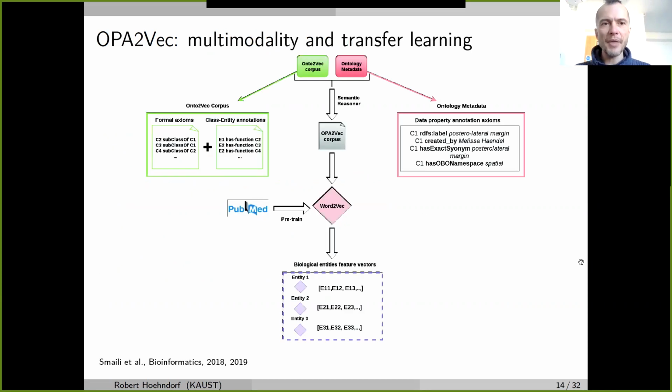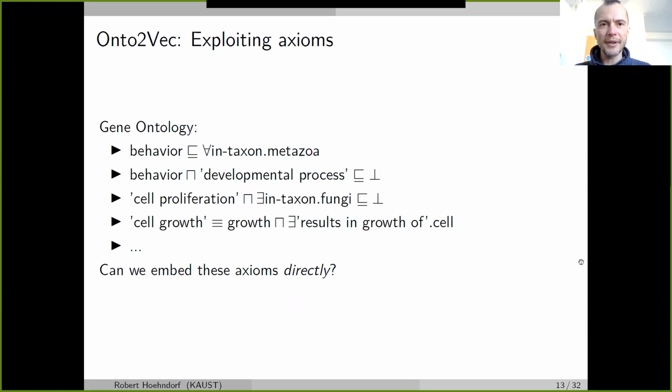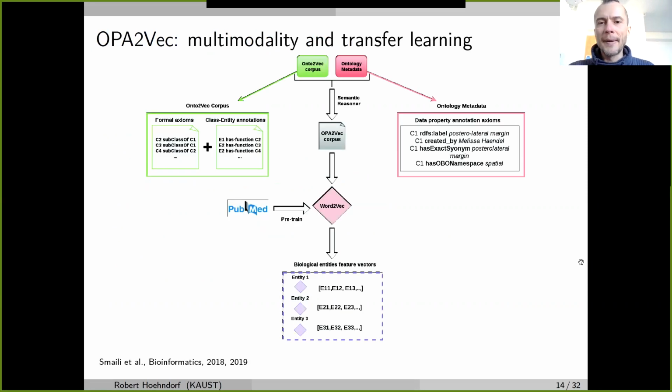So we designed a method which was called first Onto2Vec and then OPA2Vec. OPA2Vec essentially treated these axioms as a corpus of different statements, syntactically. And then it also looked at all the metadata, so the labels and descriptions of the ontology classes. Ontologies have labels, something for humans. So we could put all of this in a second corpus.